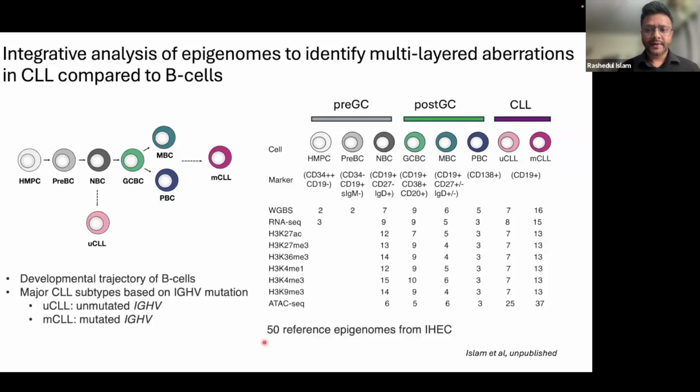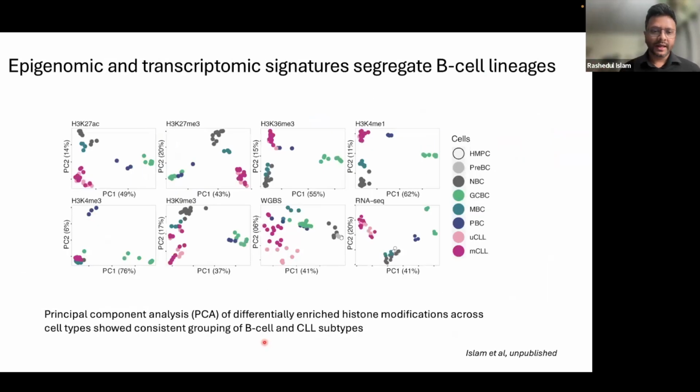So I'll show some results of how we process this data initially. We have identified the cell type specific or tissue specific enrichment of different histone marks. Then we grouped them and plotted them in a two-dimensional plot using principal component analysis. This is an unsupervised clustering. What we have observed is that CLL forms a distinct group for most of the histone marks compared to the rest of the cell types. And a similar grouping was also reproduced in whole genome bisulfite data as well as RNA-seq data.